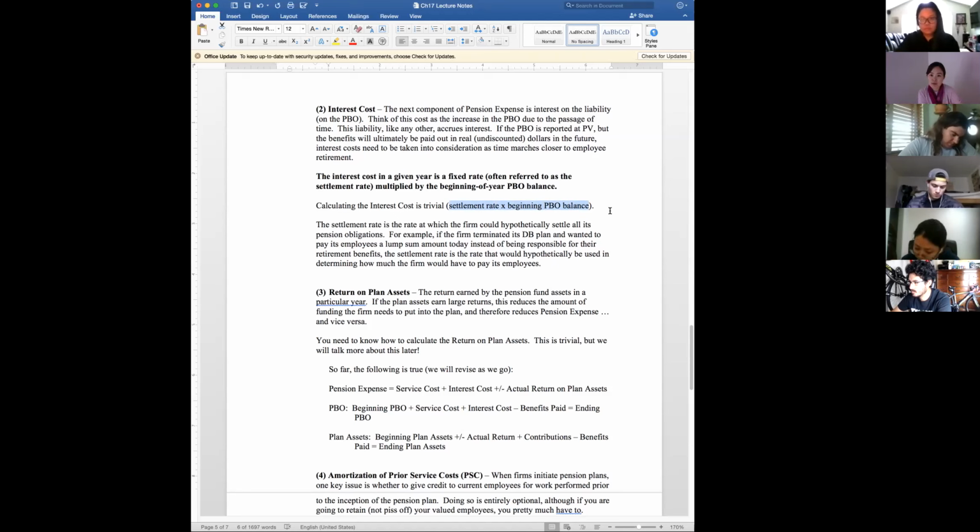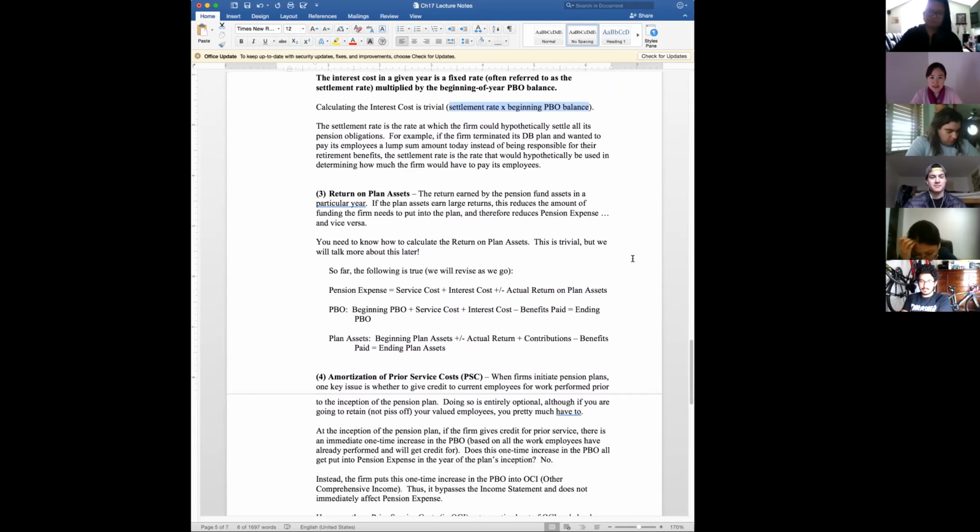And what is the settlement rate? Settlement rate is an interest rate assumed to hypothetically settle all its defined benefit obligations. We assume that in a situation where a company has to pay back all their obligations on one day, then this rate will make the company pay back all their liability to their employees. So we use this hypothetical settlement rate to calculate the interest cost.